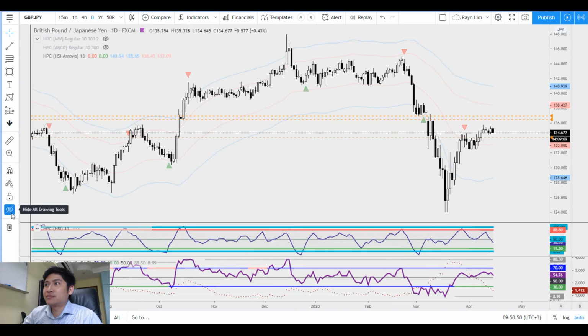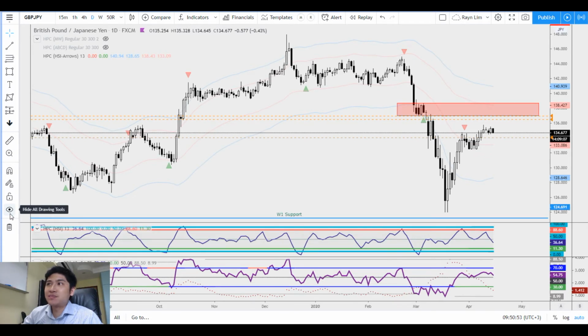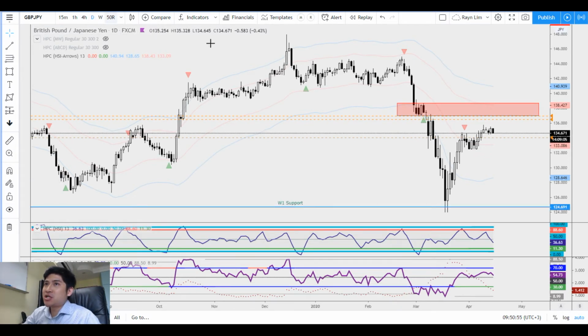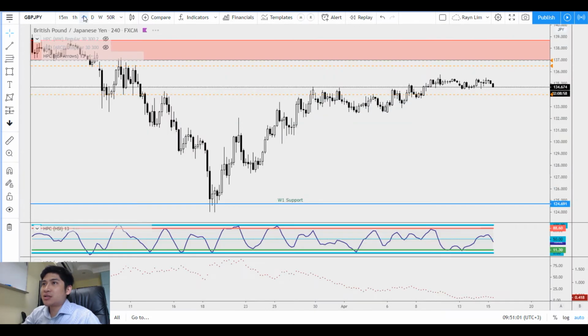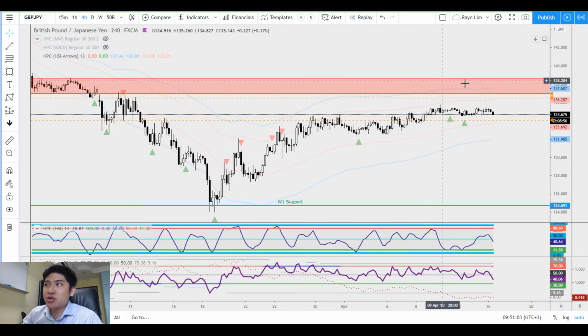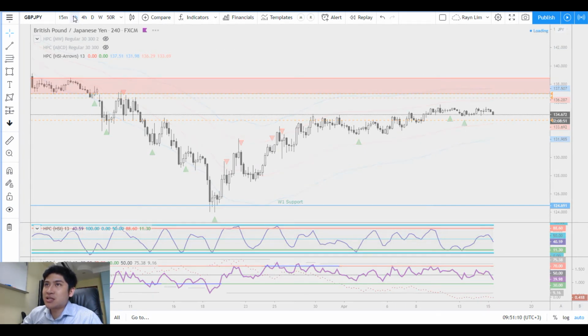All right, my analysis. On the daily chart, pound yen, looking for a selling opportunity over here. To the 4-hour chart, I keep this selling opportunity throughout. On the 4-hour chart, I'm waiting for a shorting opportunity over here. To the 1 hour, let's see if we have anything.